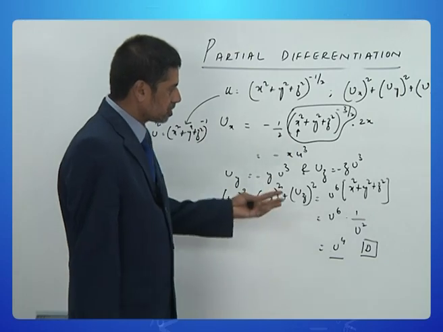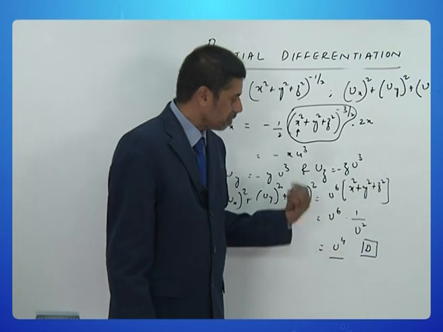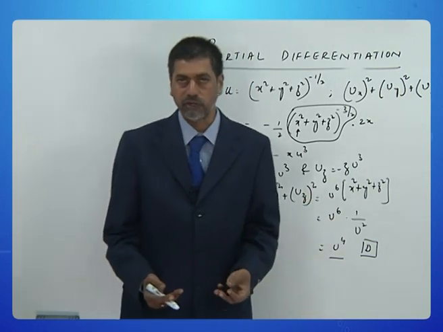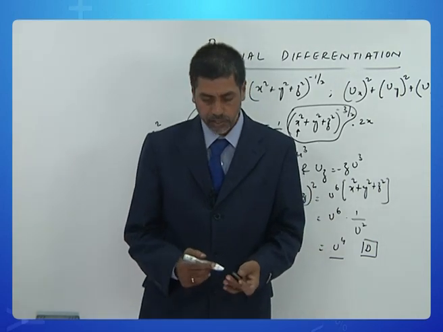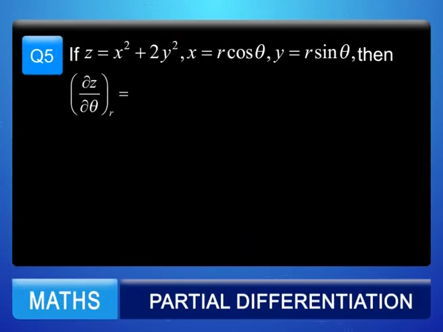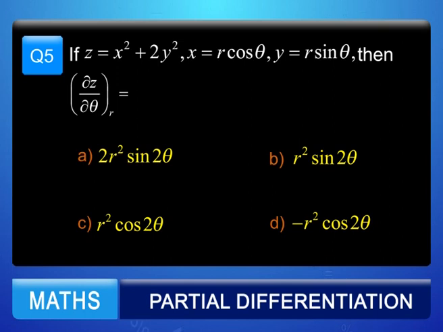So, this is a plain differentiation problem, but handling the simplification makes the problem very, very easy. Let's go to the next question. We are given z is equal to x squared plus 2y squared, and further x is equal to r cos theta, y is equal to r sin theta. The problem is to find dou z by dou theta with r as constant.